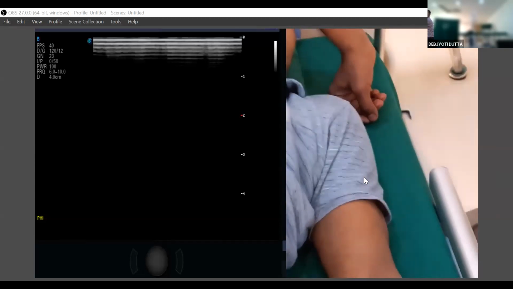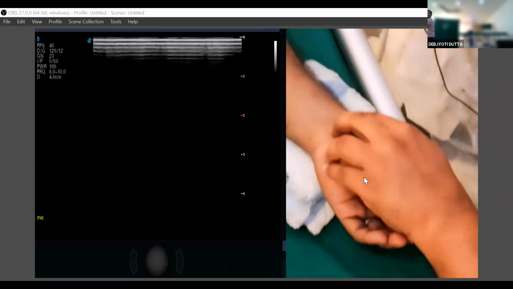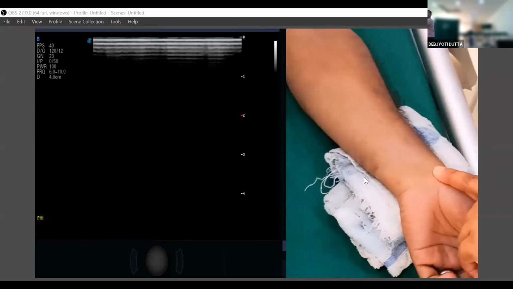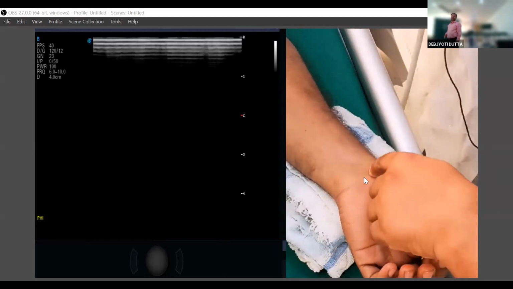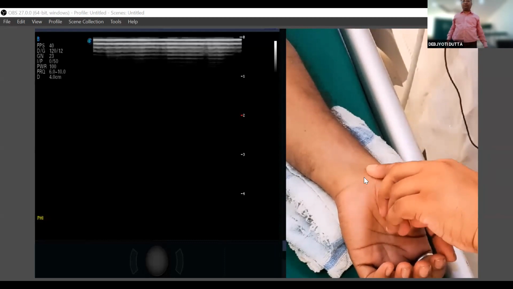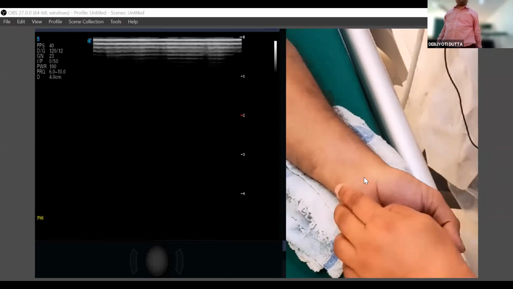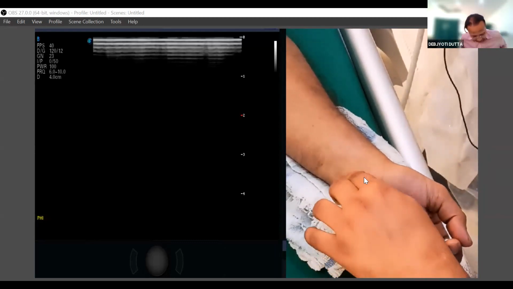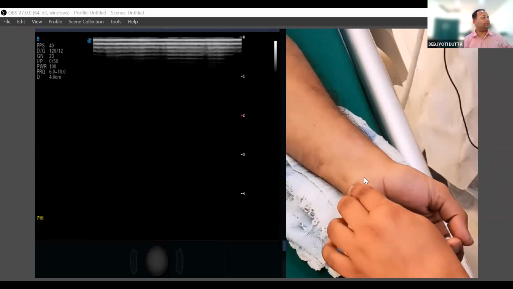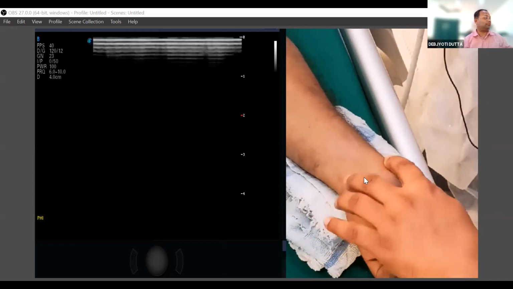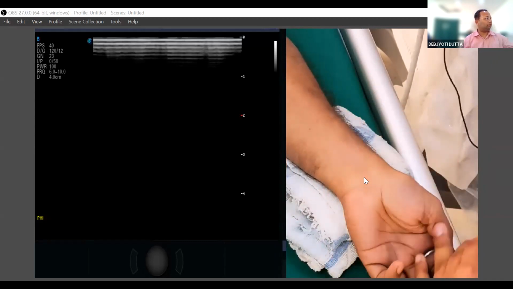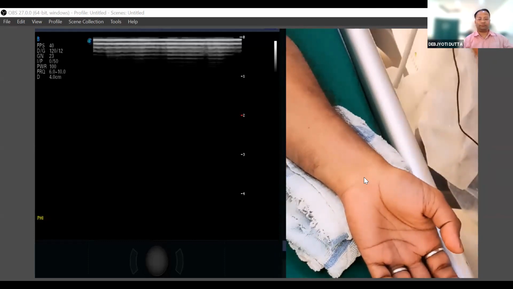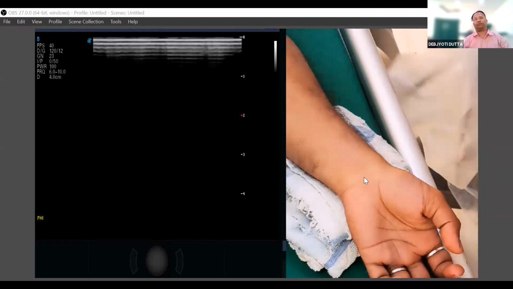Now we need to palpate the bony structures here. Okay, so here if we palpate, can they see? Here we can see the scaphoid bone. And here we will be able to feel the pisiform and the hook of hamate. And first we need to evaluate from proximal to distal. So let's try with the ultrasound.